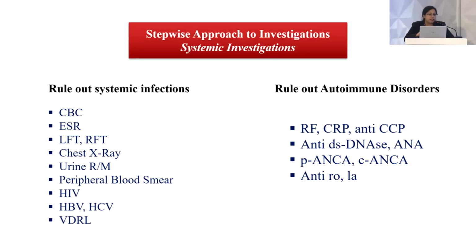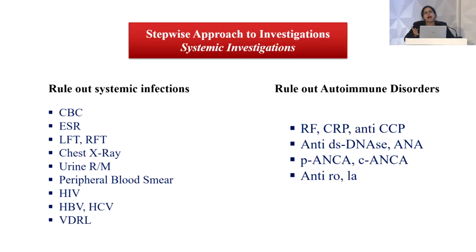Then rule out systemic infections and autoimmune disorders. There is a host of blood panel and other investigations that you have to do. A complete blood count, ESR, LFT, RFT, chest X-ray, urine routine microscopy, ruling out HIV, hepatitis B, HCV and syphilis, and a peripheral blood smear. For autoimmune disorders, the initial panel often includes rheumatoid factor, CRP, anti-CCP, anti-double-stranded DNA and ANA for systemic lupus erythematosus, P-ANCA, C-ANCA to rule out vasculitis, anti-Ro and La for Sjogren's. So these are the basic investigations.